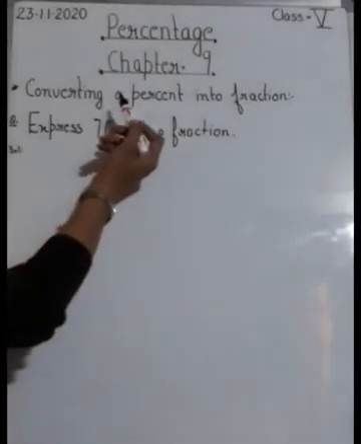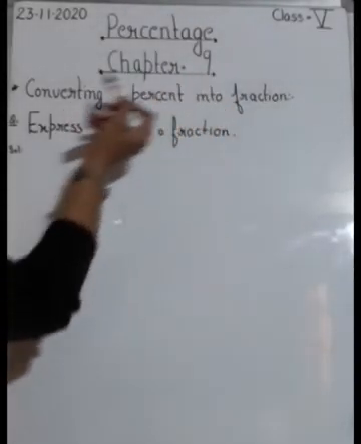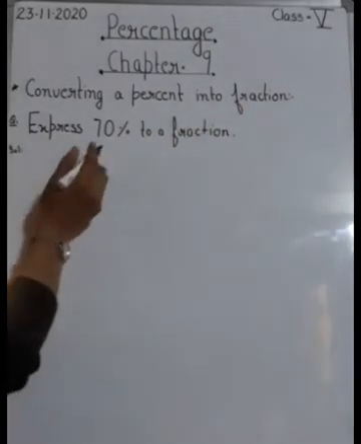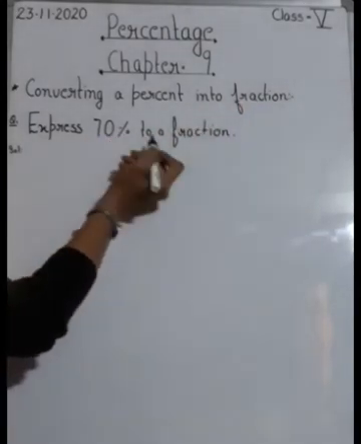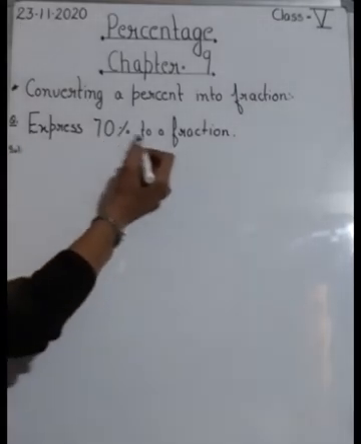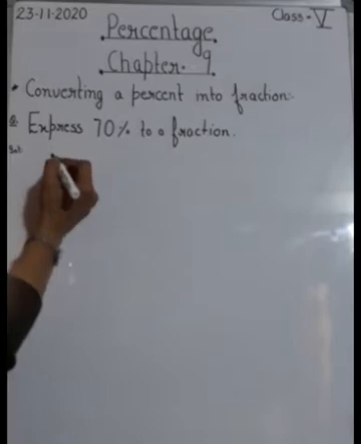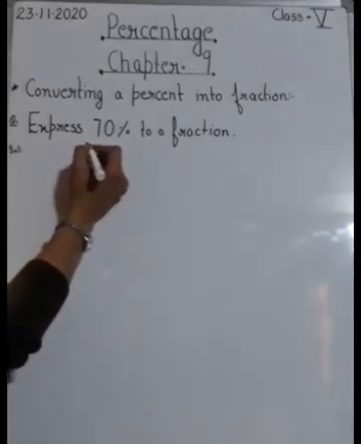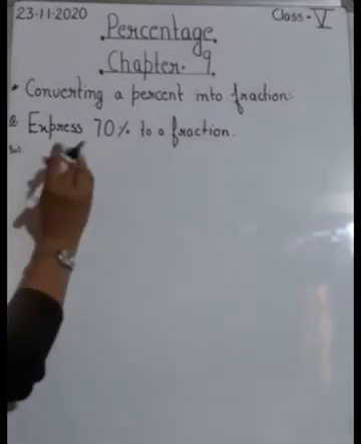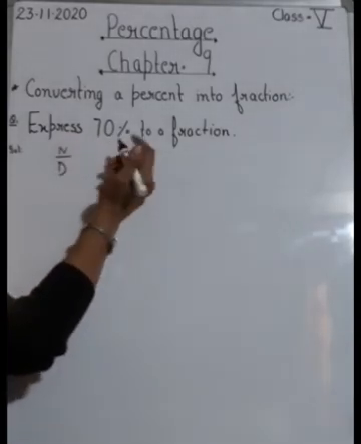Class 5th, we are starting a new topic of your chapter number 9, that is converting a percent into a fraction. So in this topic we will learn how to convert a percent into a fraction. Your first question is: express 70% as a fraction. Fraction means you should have two terms, a numerator as well as a denominator. So in your question, you have to convert this 70%.